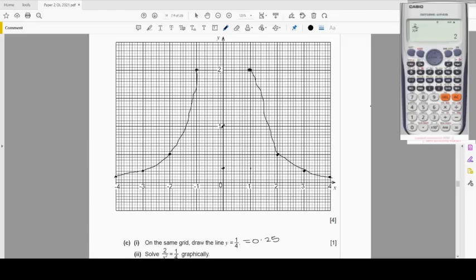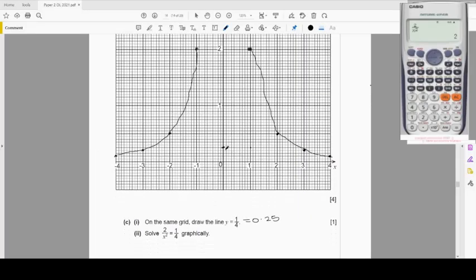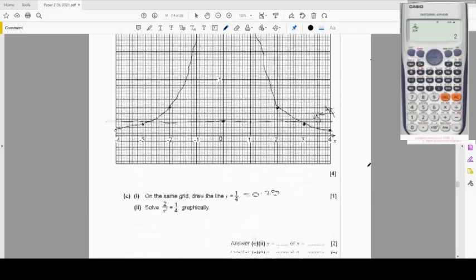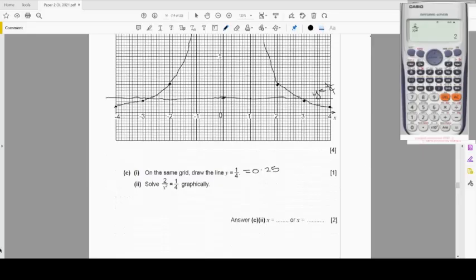I don't see any tools here that help me to draw a line, but you draw a line as smooth as possible. You would use a ruler, so I'm going to try and make it as smooth as possible. Like that. So label, it's always good to label your graphs. So this is y is equal to 2 over x squared, and this is the line y is equal to 1 over 4. Then solving 2 over x squared is equal to 1 over 4. Graphically, you're just going to read these points here where the two graphs meet. So try and read them on the graph.